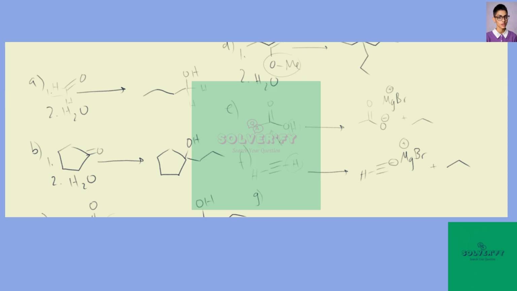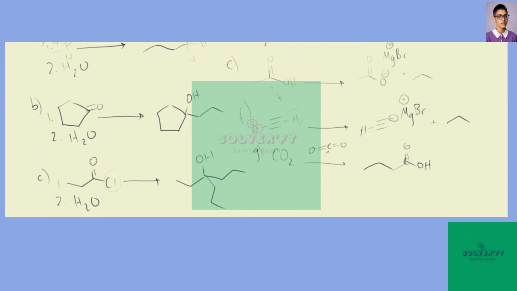For G, we're attacking with carbon dioxide. And so carbon dioxide is actually a good electrophile. It's kind of a double carbonyl, right? So we're going to replace our Grignard with a carboxylic acid. This carbon here is the same as that carbon. Okay, a little bit more space here.